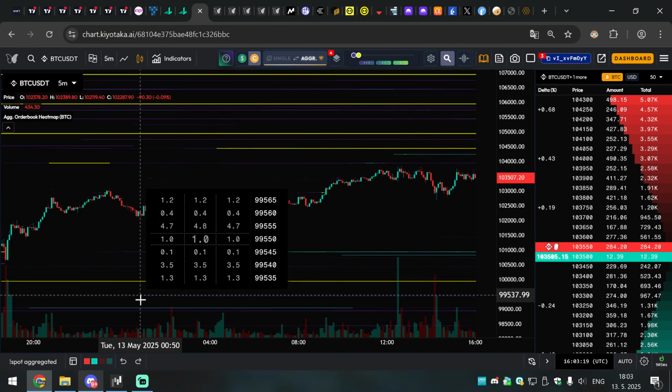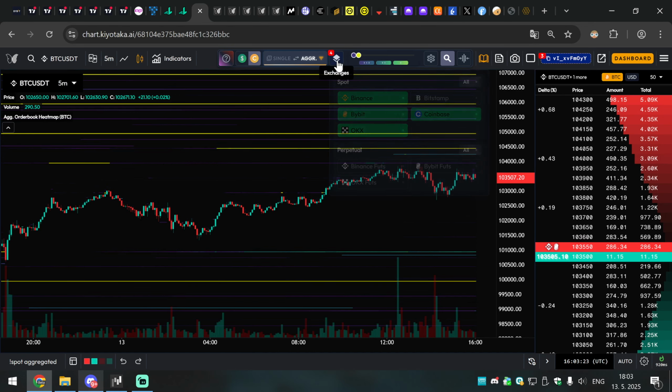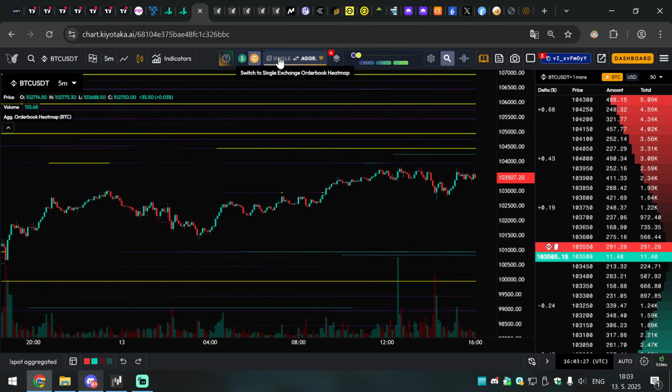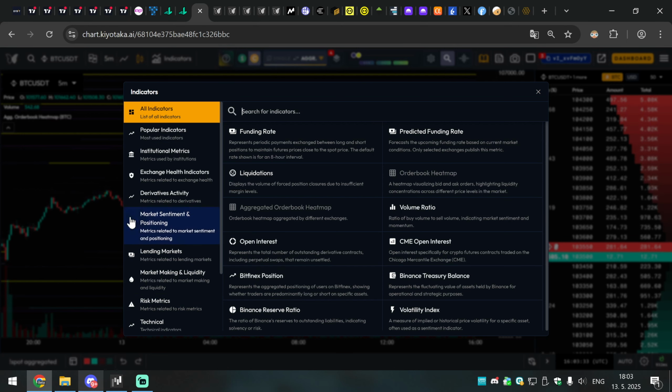So I can explain what else you can do here. In these templates, for example, here you are switching between aggregated data. If I click here, it's going to switch to one exchange only. You have a lot of indicators here. You can use whatever you like. Some things are added here. The developers of this tool are also traders, so they understand what traders need. So that's fantastic. You can find a lot of things here.